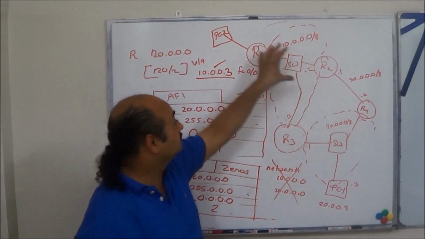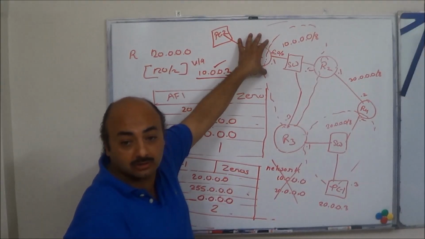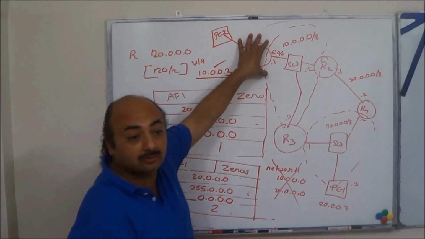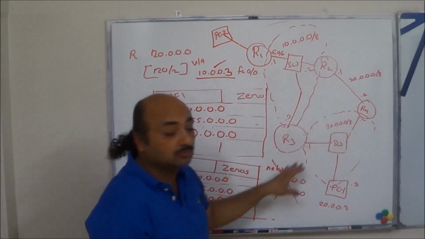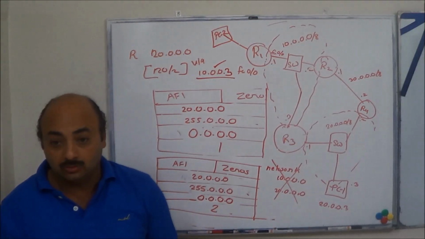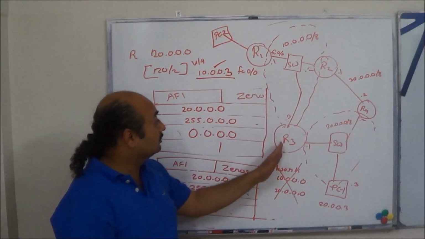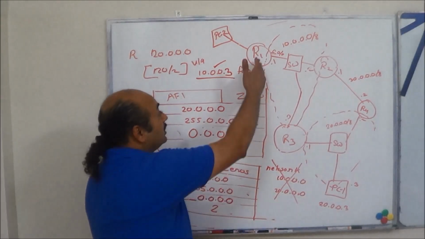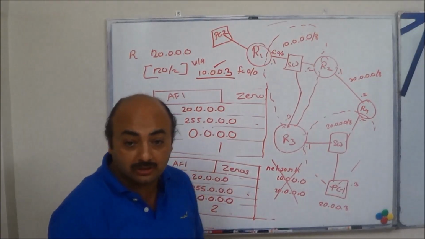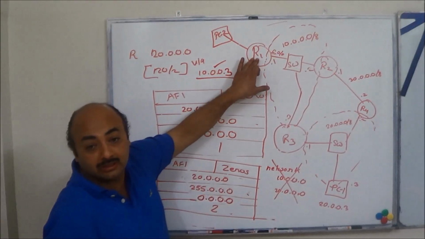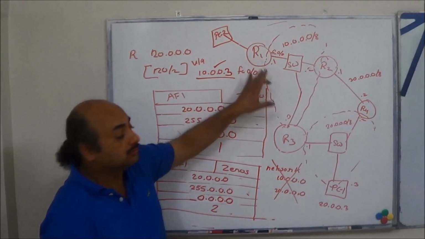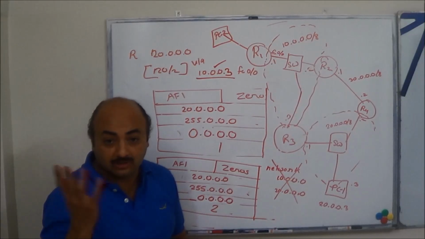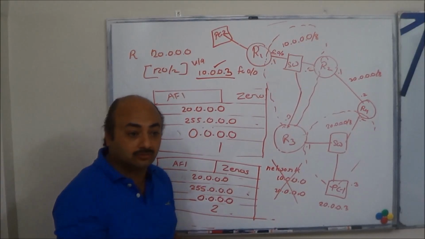With R1's knowledge, what is the best path for 20 network using RIP in its routing table? It is with a hop count of 2. But as a network administrator, we know that this is the shorter path, only one hop count. So what we can say is, on here we can do some configuration saying, for going to 20 network, use the next hop as 10.0.0.3. This is like a static route.